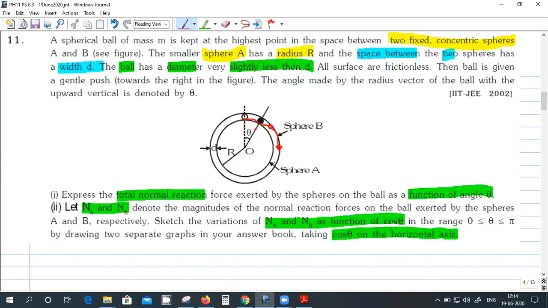Okay, so we have to split this problem into two parts. First, we'll be on the inner sphere, find the theta at which the normal reaction becomes zero, and get the expression for normal reaction. The problem as such is simple. You just have to split it into two parts. Okay, so you draw the free body diagram.